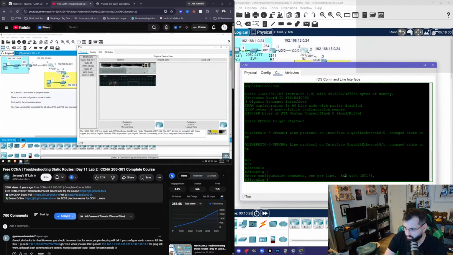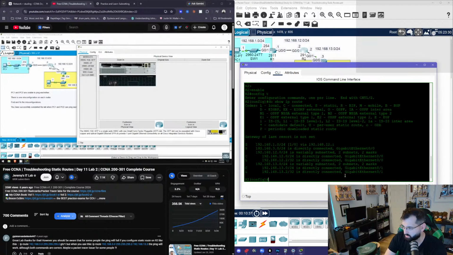Enable, config T. Do show IP route. So let's see if we can deduce what's going on. So 192.1.0, that's our static. 192.3.0 is directly connected.